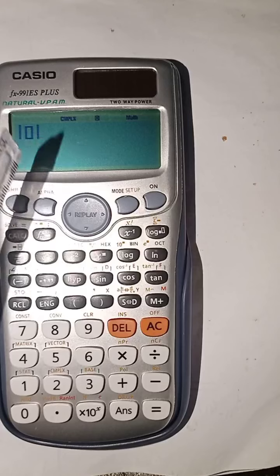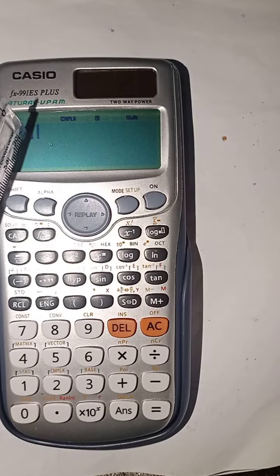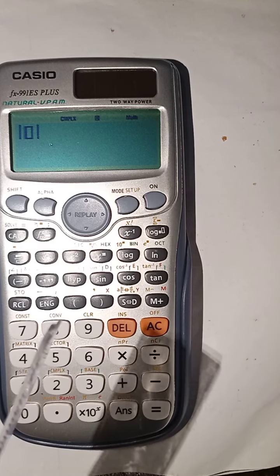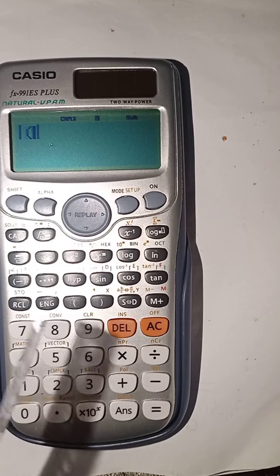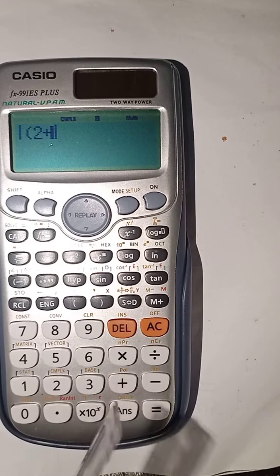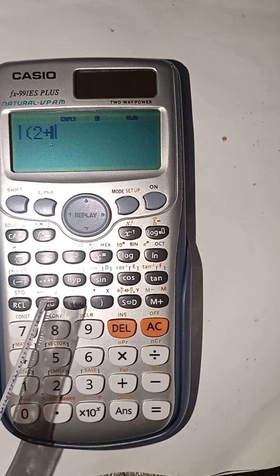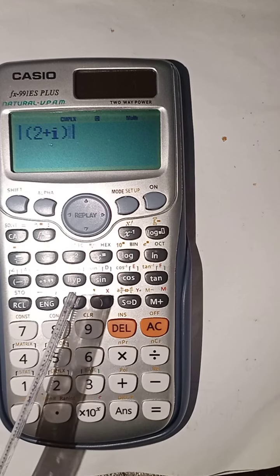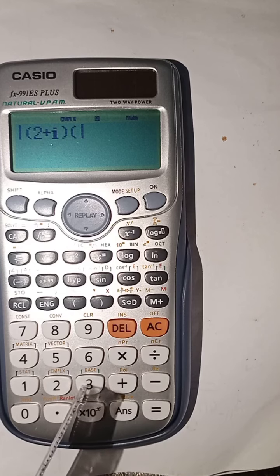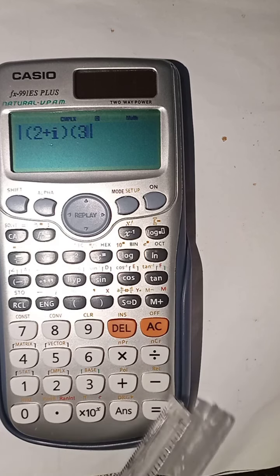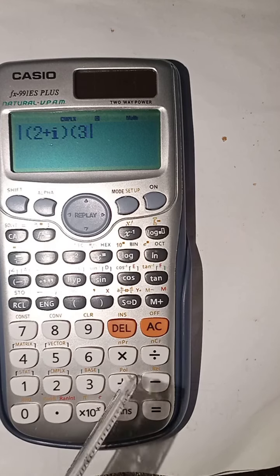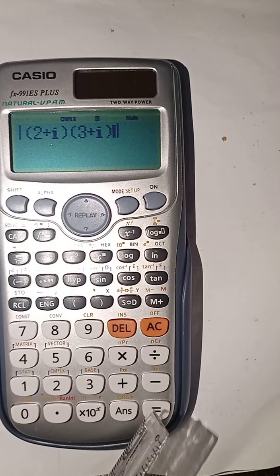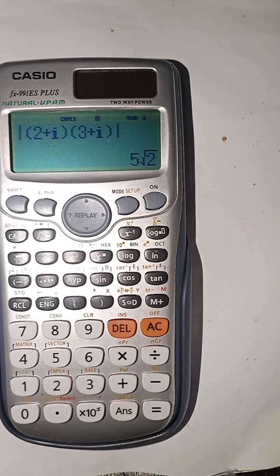Then you input the complex number inside this box. What is the first question here? 2 + i, 3 + i. So remember, we have bracket first, 2 plus i. How do you click on i? Look at i here, which is this ENG button. Then close bracket, then open bracket again, 3 plus i, then close bracket. Then what will be the answer? You press equal to. Then the answer will be 5 root 2.